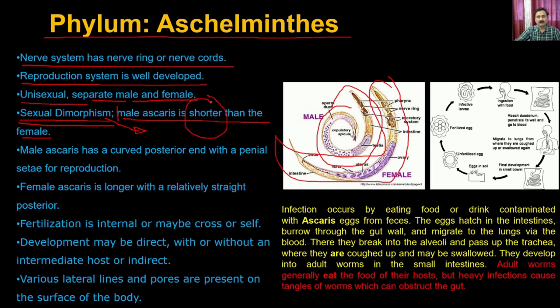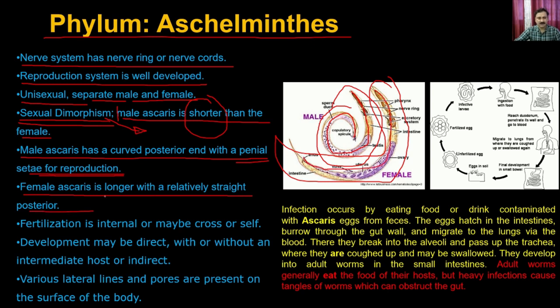The male is very short compared to the female, and the male Ascaris has a curved posterior end with penial setae for reproduction, which means the male is short, and the male also has a posterior portion which is curved, and it also contains the penial setae for reproduction. Whereas the female Ascaris is long and relatively straight. So you can see that this is very big and it is straight.